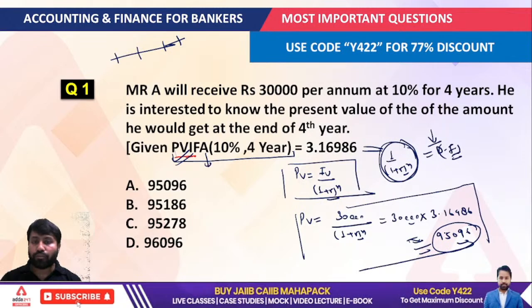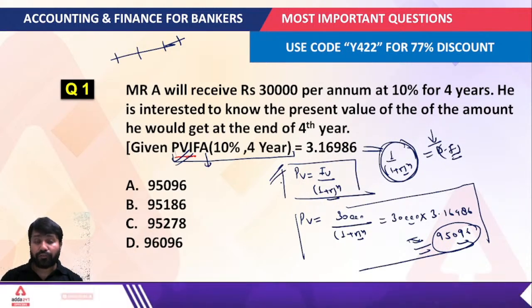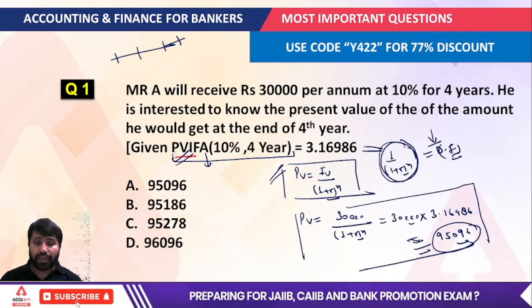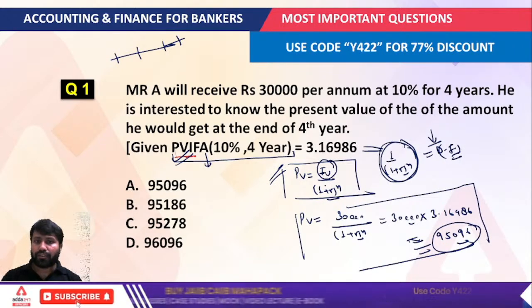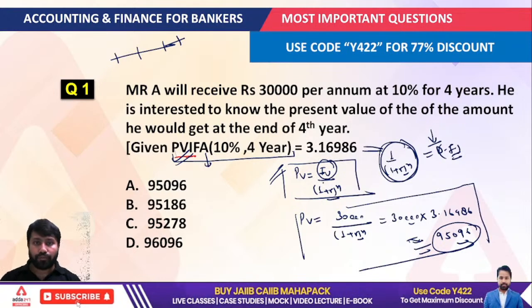Okay, the only formula you have to understand is that present value is equal to future value divided by (1 plus r) to the power n. And sometimes this future value is given in terms of the future cash inflow, right? Next question.